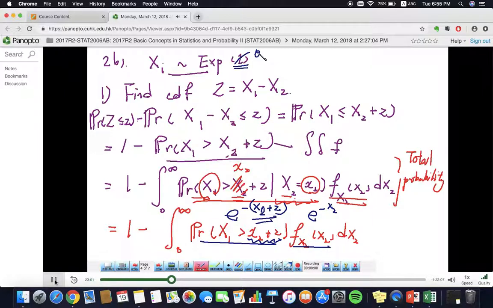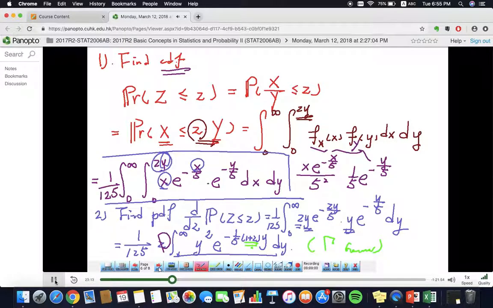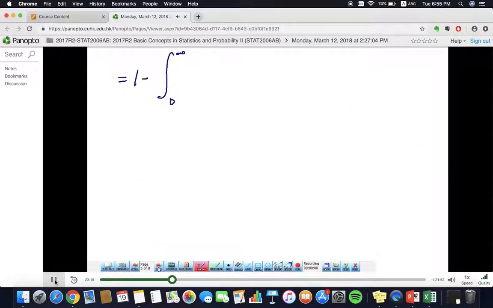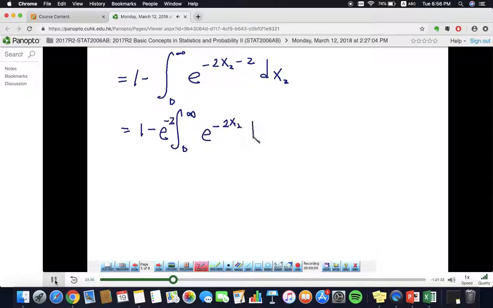Can I carry on? Alright, so we carry on. If we plug in, here we got 1 minus integrating from 0 up to infinity. We're combining similar terms. So here we got e to the minus 2x2 minus z, dx2. And for sure, this guy, we can integrate from 0 up to infinity, extracting the minus z term here, and then we have e to the minus 2x2 dx2.